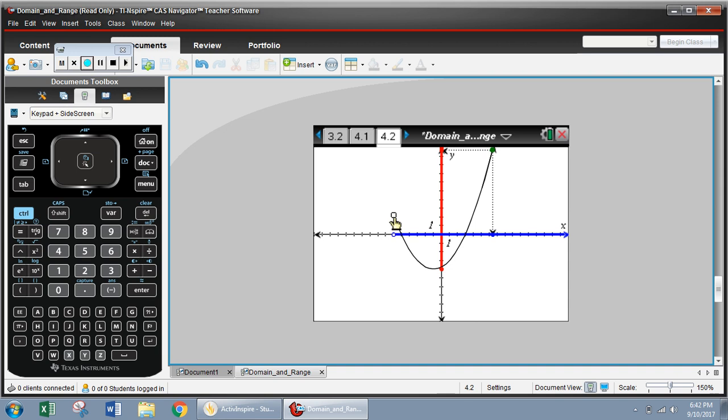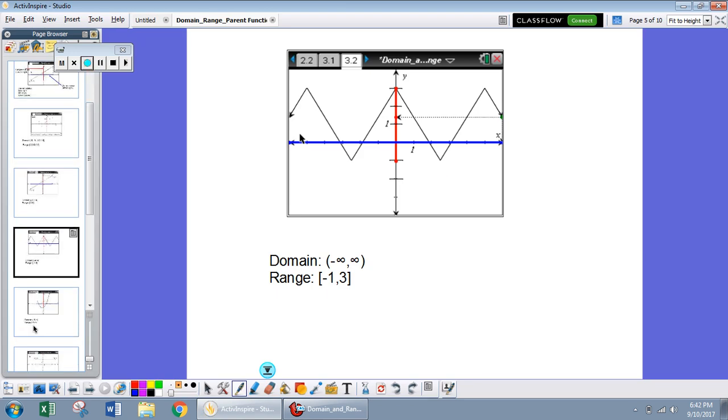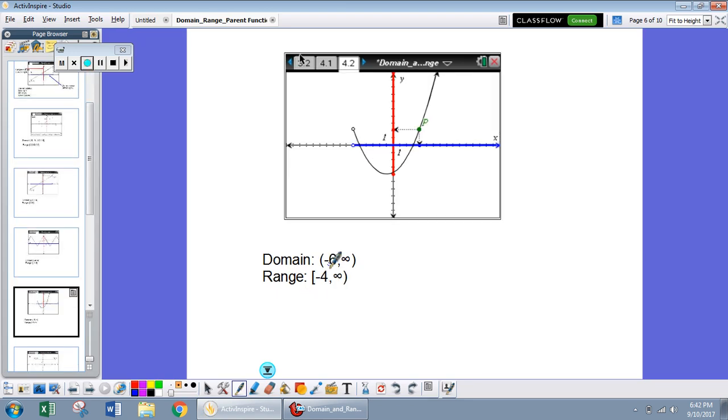Now, when we look at the domain, how far left can it go? Well, it's at negative 1, 2, 3, 4, 5, negative 6. But what do you notice? It is an open circle at that point. That means it is not inclusive. I couldn't put negative 6 in the function, so therefore, my domain would be negative 6 with a parenthesis. So we see that we have that.